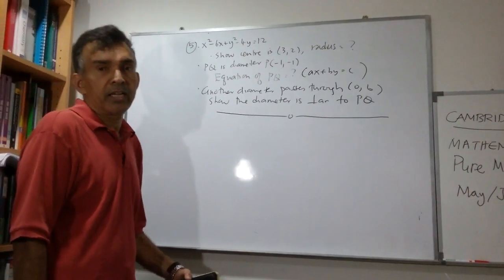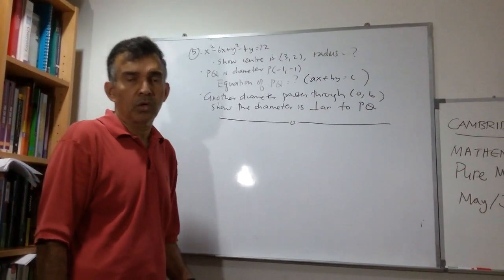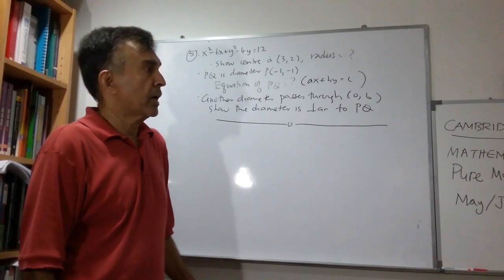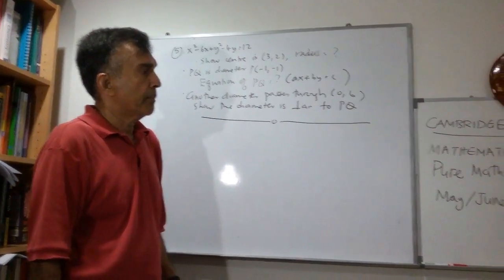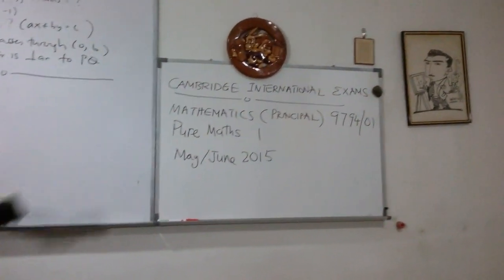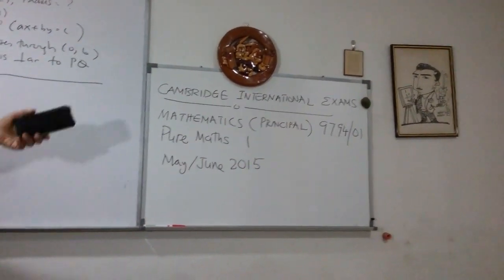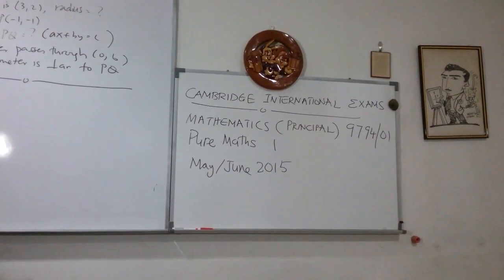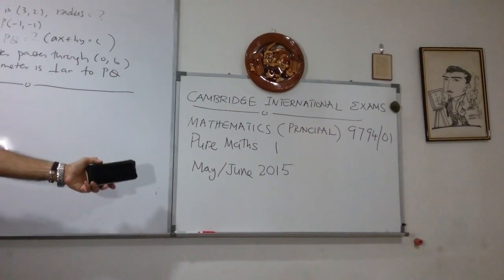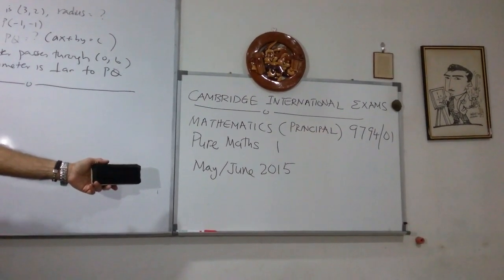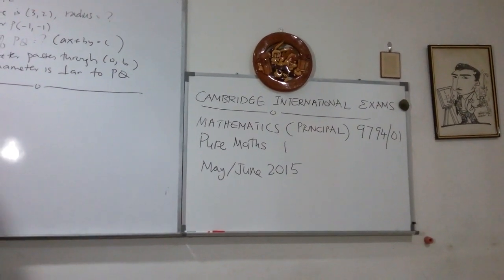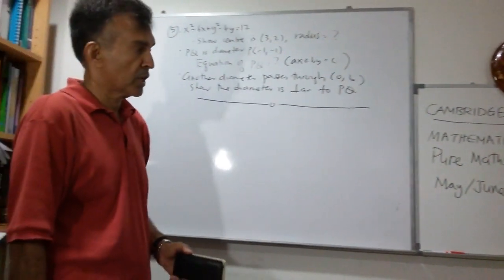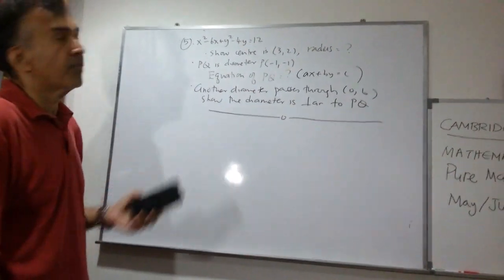Hi, welcome to mathcenter.com. We are continuing with our solutions to the Mathematics Principal 9794/01 Pure Maths 1. The exam paper is the one that came out May-June 2015 CIE exams, the Cambridge International exams. We are at question number 5.